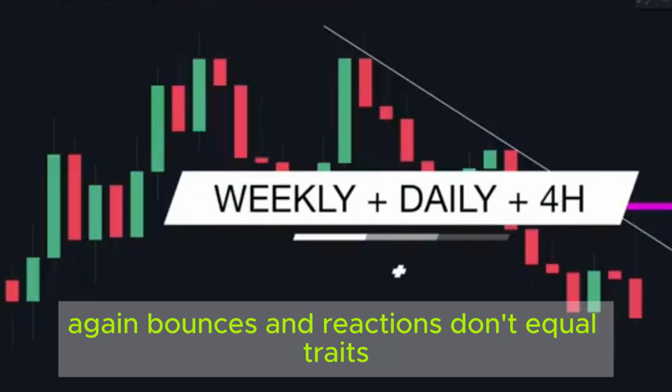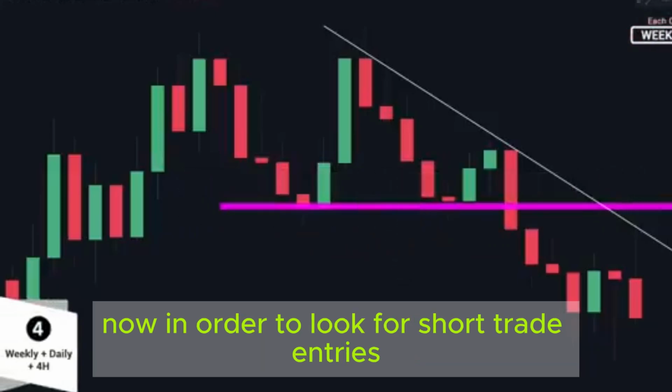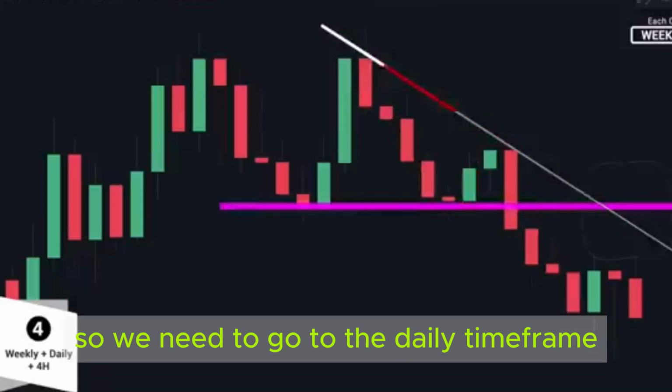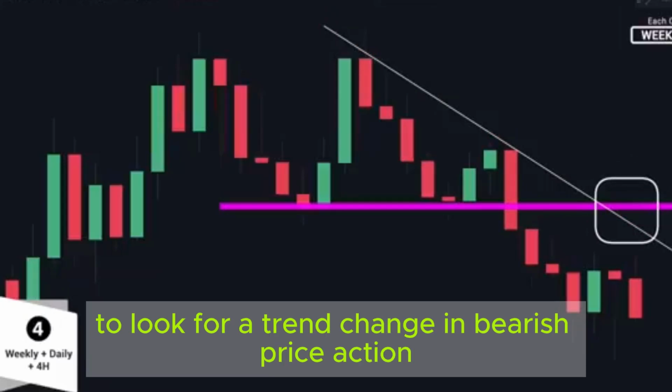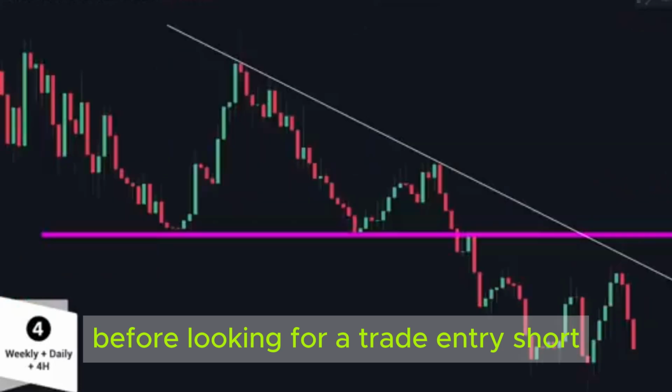Again, bounces and reactions don't equal trades. So we put a short-term trend line below the immediate trend. Now, in order to look for short trade entries, you need to confirm that the short-term uptrend is over. So we need to go to the daily time frame to look for a trend change and bearish price action inside of this current moving uptrend before looking for a trade entry short.